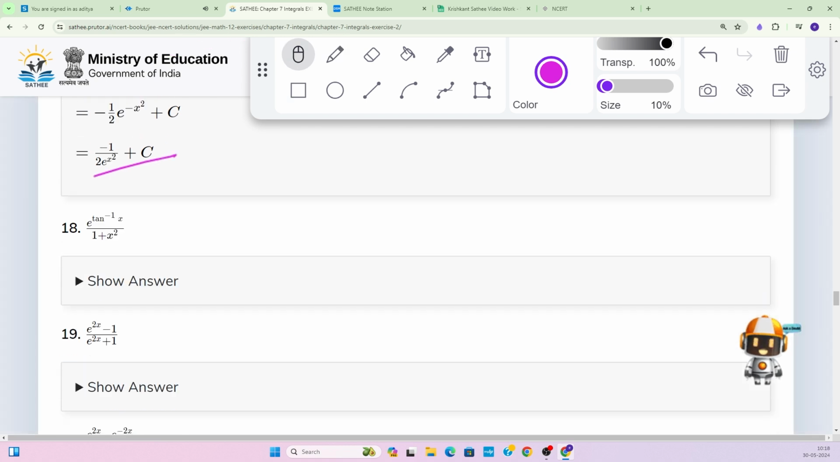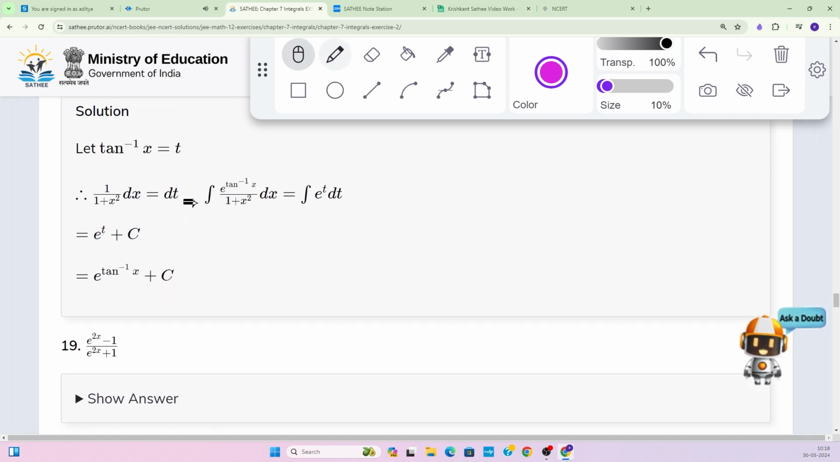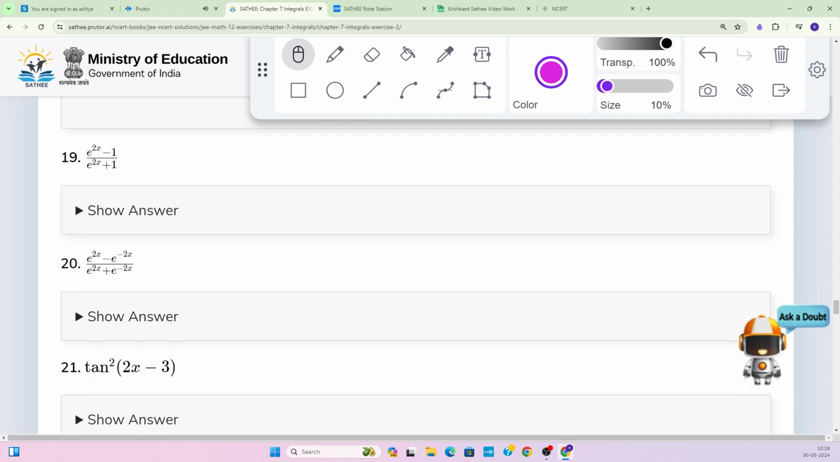Okay. Let us move to the 18th problem. E power tan inverse x divided by 1 plus x square. You can take tan inverse x as t, then you can directly have this as your simplified version of the integration, which is the integral of e^t dt. Now the e^t dt integral is e^t plus some constant. Replace t in terms of x, you will have e power tan inverse x plus some constant.